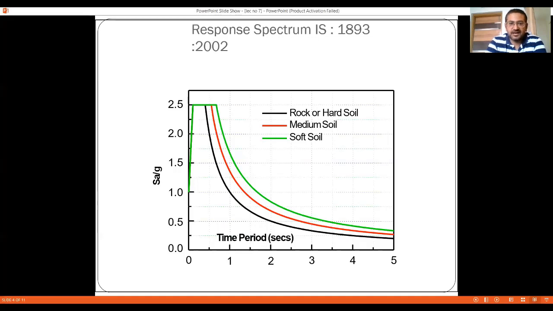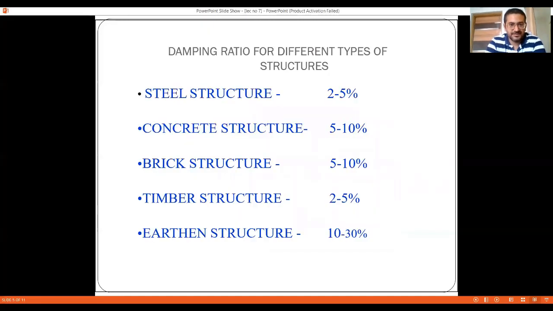And as you can see, depending upon the type of soil, the behavior of the structure is going to vary, because based on the amount of force transferred to the structure, it undergoes displacement and maximum response values are obtained, right? That is why three different curves are drawn. First is for rocky soil, second is for medium soil, and third is for soft soil, right?